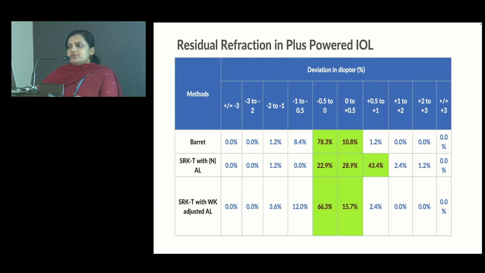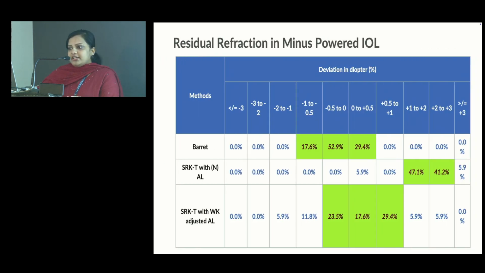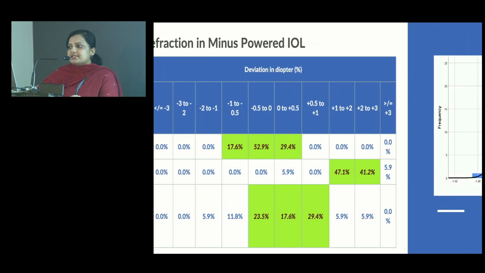This is another table showing the residual refraction in the plus powered IOLs. Here we can see that the Barrett Universal 2 and SRK/T with Haigis-adjusted axial length gave almost similar results. But SRK/T used with normal axial length gave hyperopic surprises. In minus powered IOLs, SRK/T when used with normal axial length, the hyperopic surprises were exaggerated. But Barrett 2 and SRK/T with Haigis-adjusted axial length gave almost similar results.